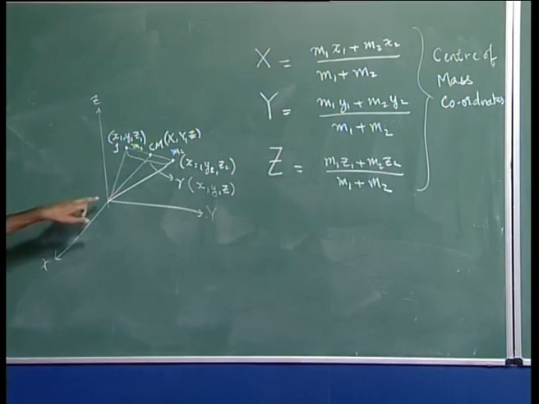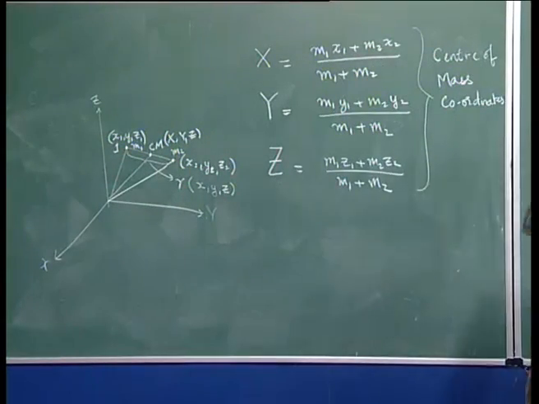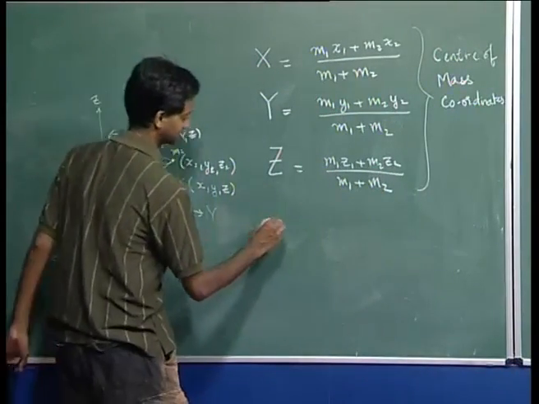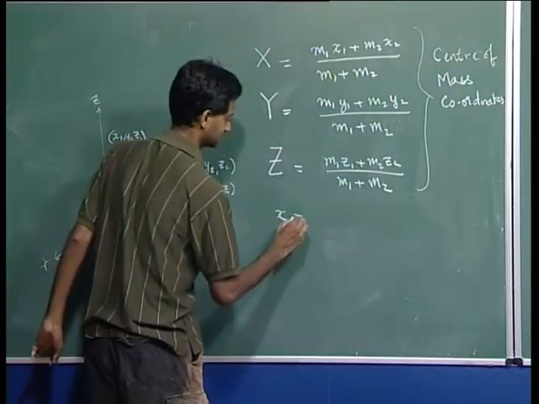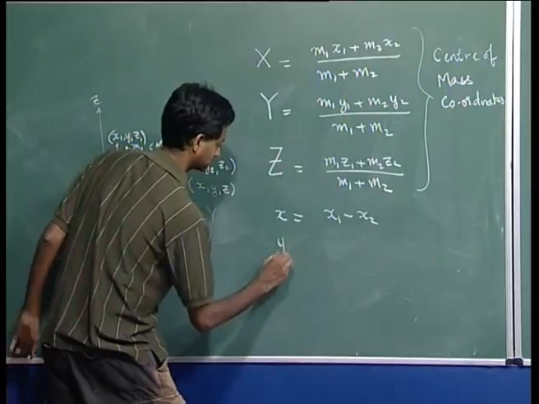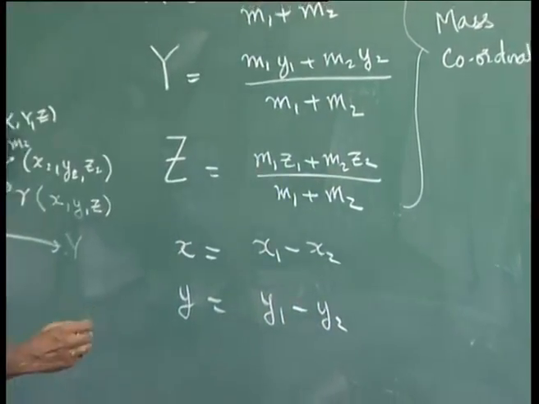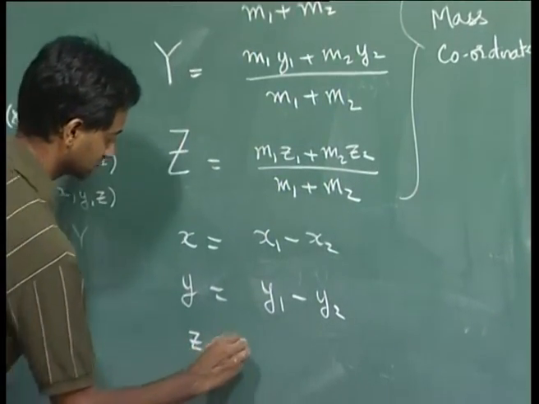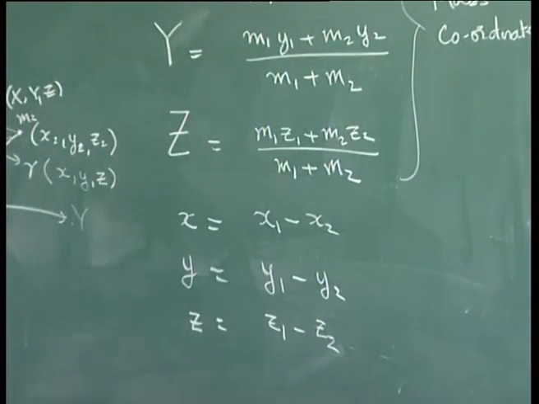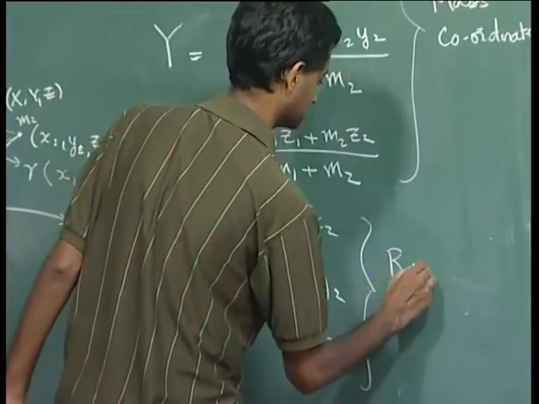Now if you want to write the Hamiltonian operator, since we had 6 variables here, you need 3 more variables, and the other 3 variables are what are called the relative coordinates. They are given by little x is equal to x1 minus x2, little y is equal to y1 minus y2, and little z is equal to z1 minus z2. And these 3 are what are called the relative coordinates.